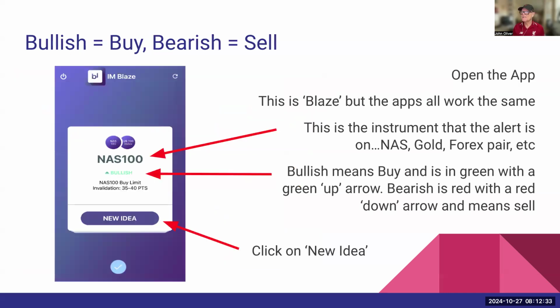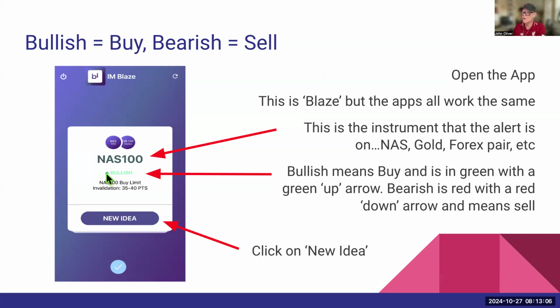Okay, when it opens, this is what it looks like. I'm going to show you Blaze, but they all operate in the same way. Okay, so when you open, this one is NAS 100, and the top one will show you the instrument that they're calling out the trade on. Could be a forex pair, could be an index, could be a metal like gold or silver, could be anything. Second thing to look for is this: if it's green, it means bullish, and that means it's going up. The trend is going up.